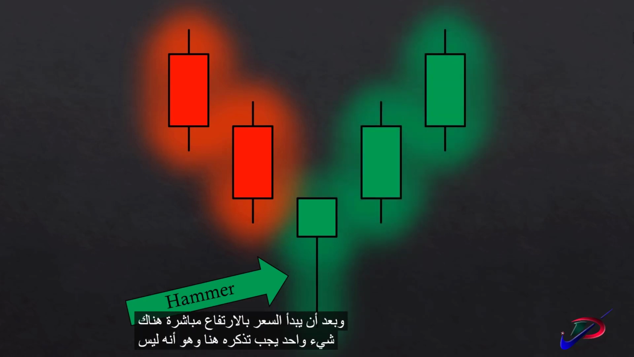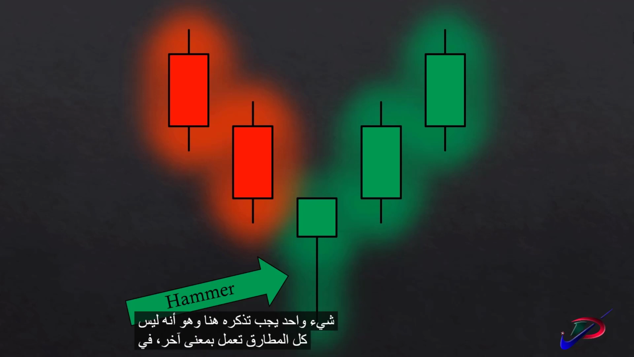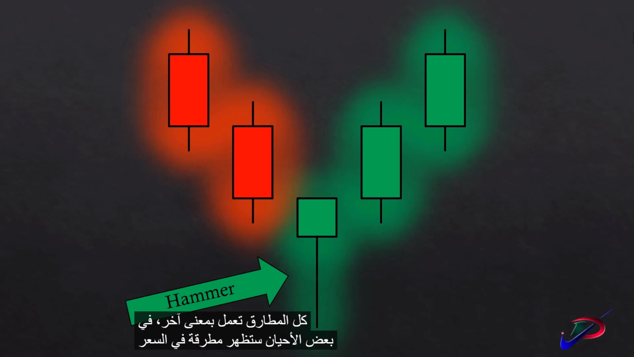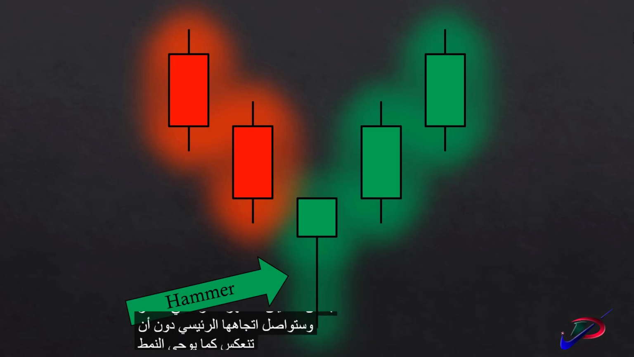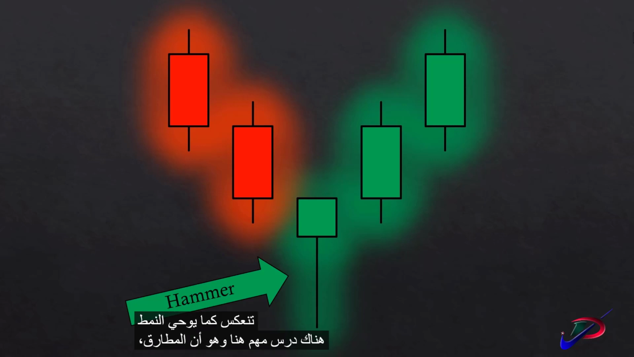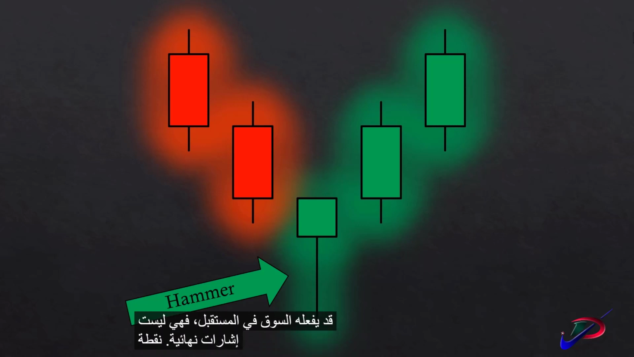One thing to remember here is that not all hammers work. In other words, sometimes a hammer will appear and price will continue its main direction without reversing as the pattern suggests. There is an important lesson here that hammers, like any other candlestick pattern, are just one sign about what the market might do in the future. They are not definitive signals.